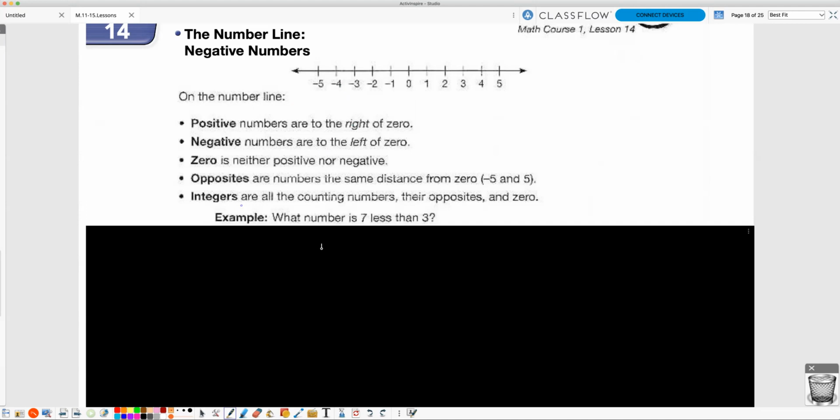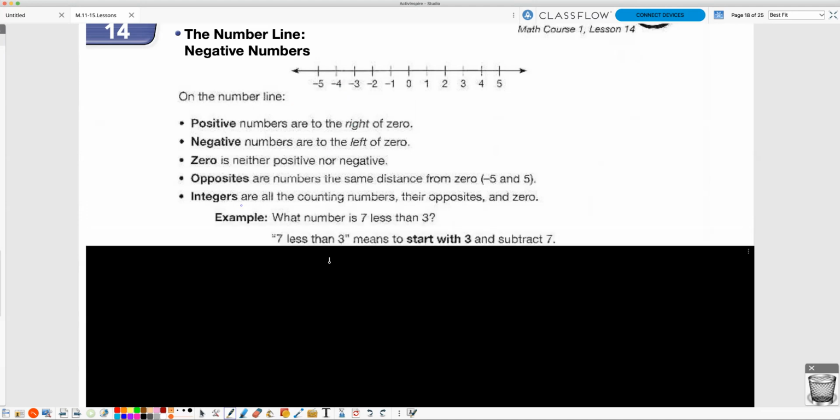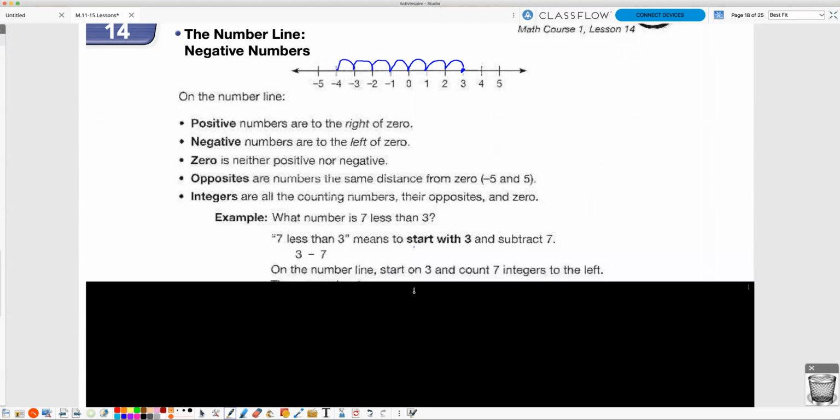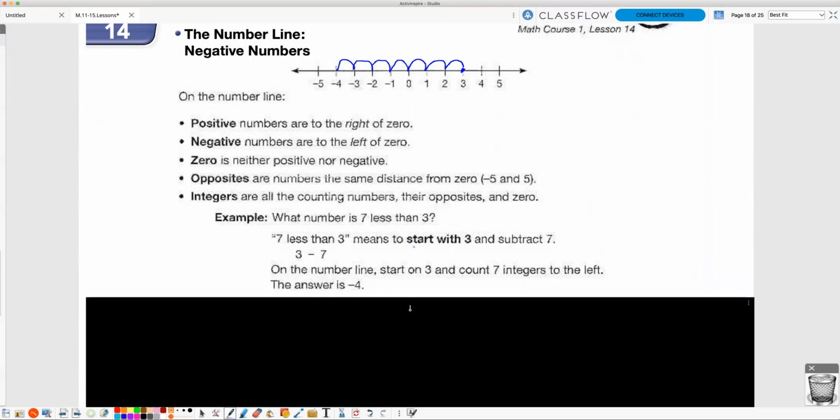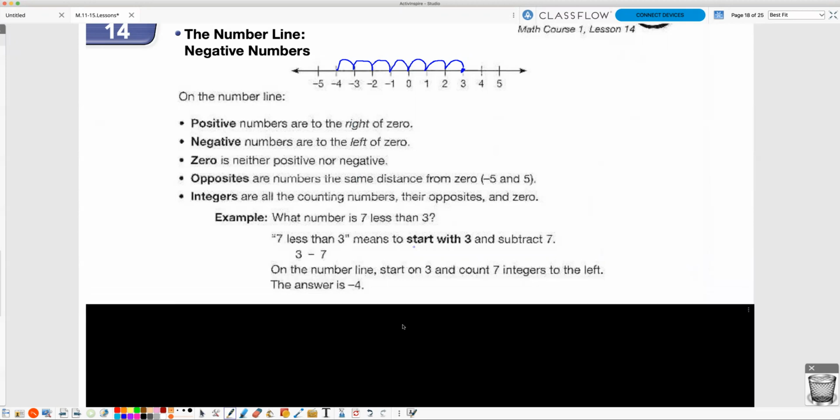Using those terms, what number is 7 less than 3? Well, 7 less than 3 means you would start out with 3, like right here, and subtract 7. So if you're going to go 7 to the left, you would end up in this position. So 3 minus 7 results in a negative number. The number line, starting at 3 and counting 7 integers to the left, means the answer will be -4.